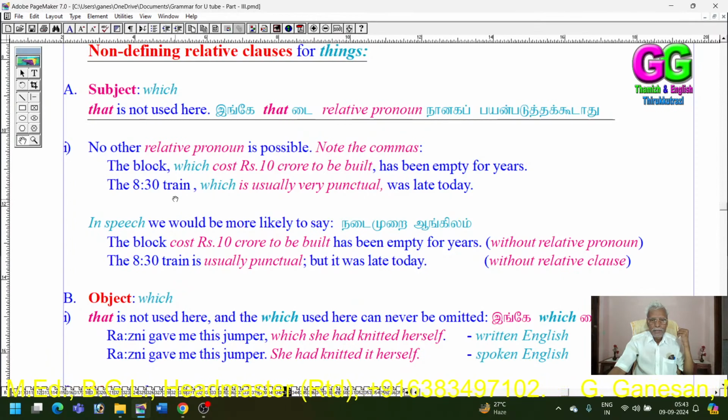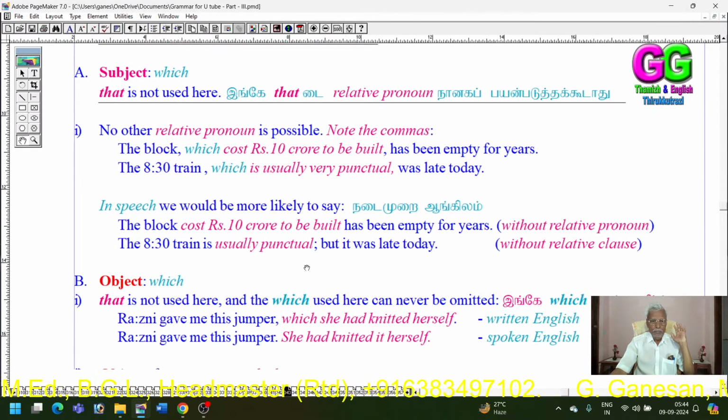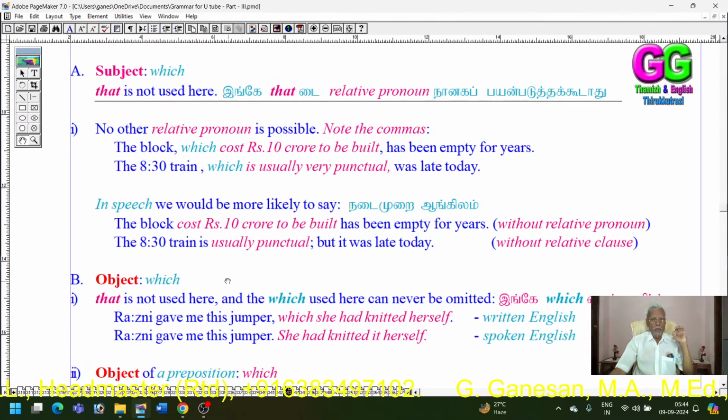The 8:30 train is usually punctual. But it was late today. So you can express it in this way also, but mostly it is formal English. The same idea of these sentences could be expressed in this way also, so you should learn it. This is without a relative pronoun. In both examples, there is no relative clause.